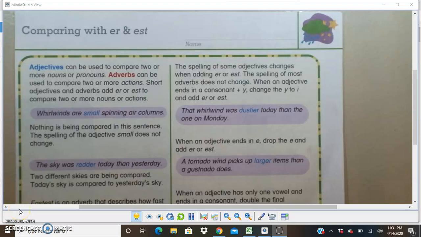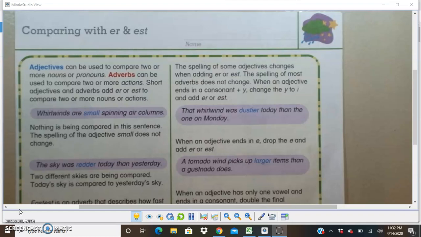Hi, today we're going to be working on pages 239 and 240 in your English books. The title of this lesson today is Comparing with ER and EST. If you go to the top of the page on the left-hand side, we're going to begin reading here.